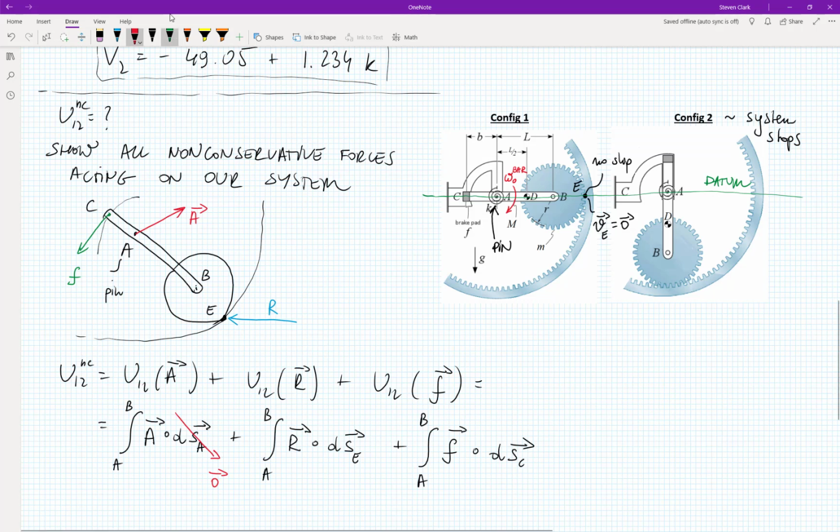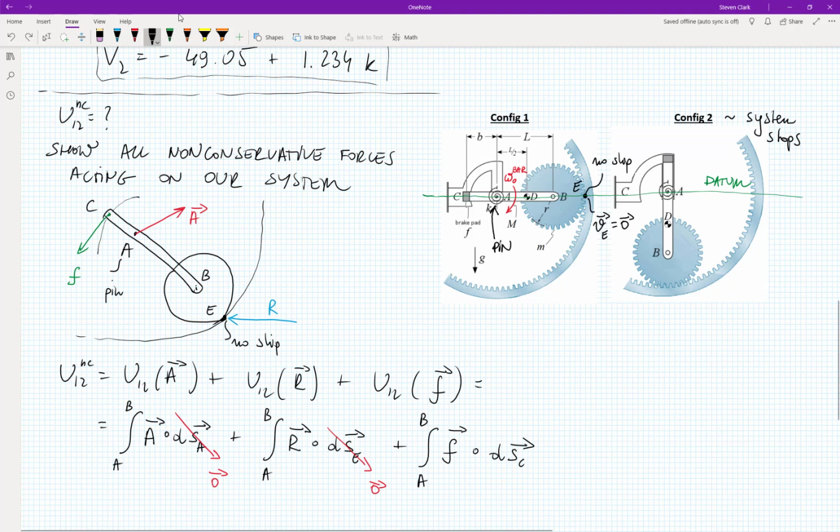Okay, I also would like to remind you that there is no slip at point E. Can any of you tell me what is the instantaneous displacement at point E? It is 0, yeah. There is no slip. Our disk rolls on the ground, so this one will also be 0, which means that these two integrals will also be 0. Okay, however, I think that DSC is not 0. The displacement is not 0.